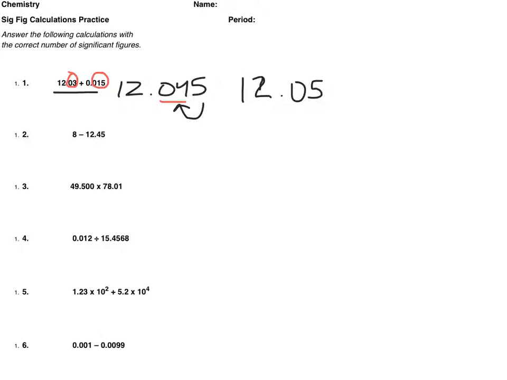Question number 2 gives you a nice and easy negative 4.45. But when looking at sig figs, this one has none past the decimal point. This one has 2 past the decimal point. That means that our final answer has to have none past the decimal point. So it would just be negative 4. Again, why wouldn't it be negative 5? Because the 4 does not round the next 4 up.